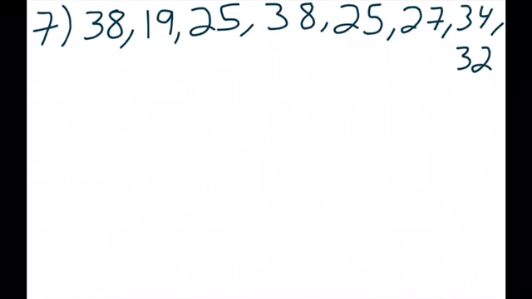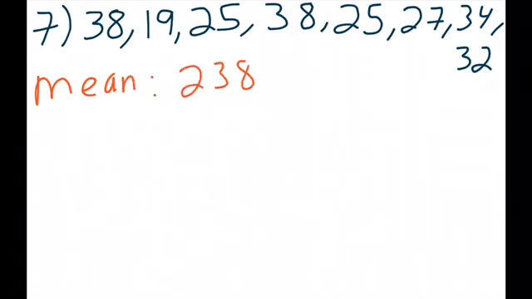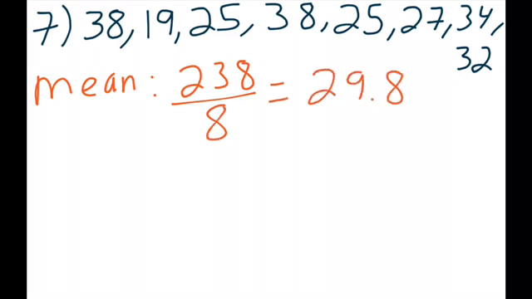Okay, and our last one, number 7, the mean for this one, when you add them all up, you get 238. Divide that by 8 because there's 8 numbers, and you get 29.8. The median is 29.5.